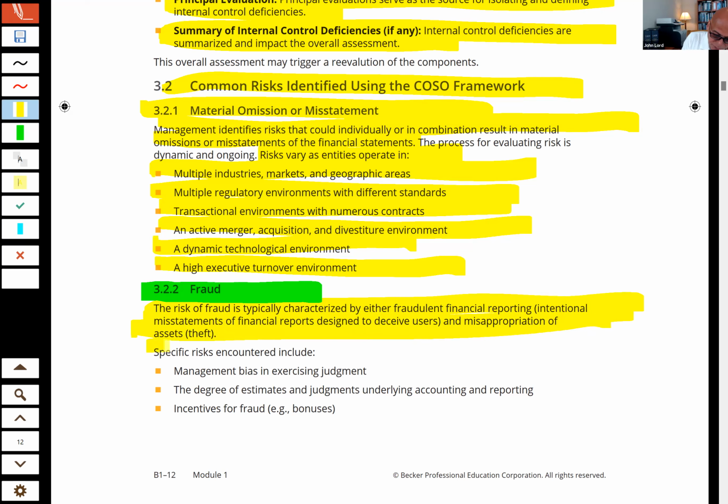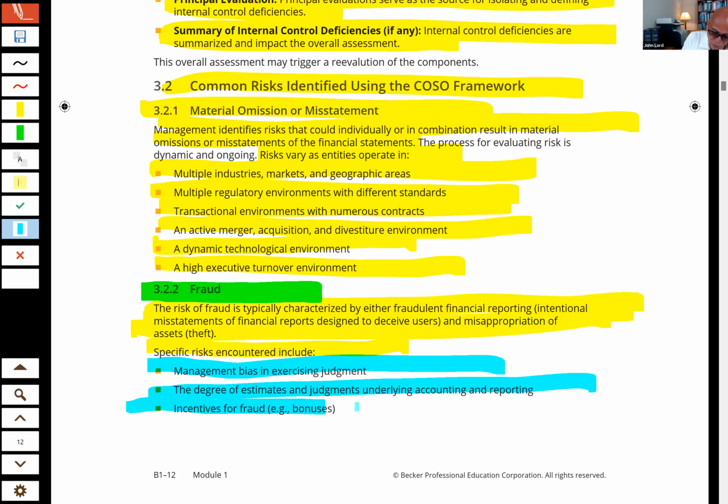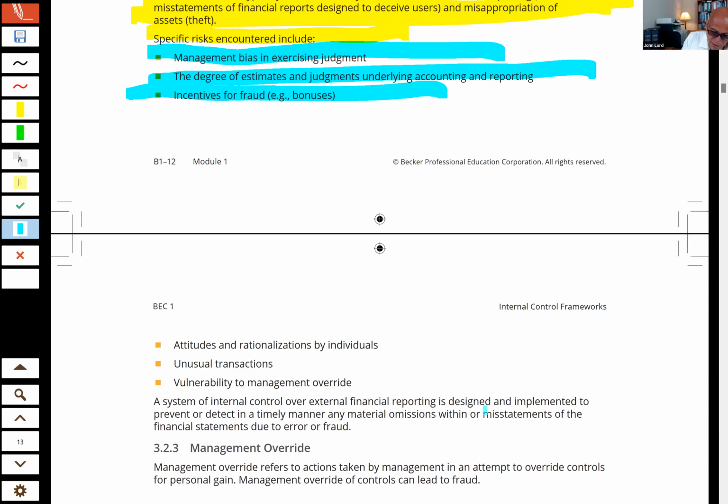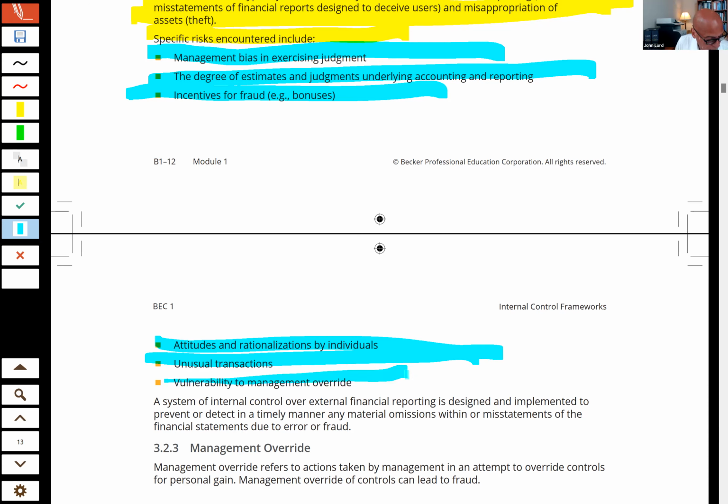Okay? And specific encounters include management bias in estimates and whatnot, the degree of estimates and judgment, incentives for fraud, such as bonuses, etc. Okay, coming over, attitudes, rationalization. If there are unusual transactions, that could be an indication of some sort of fraud. Vulnerability to management override of controls.